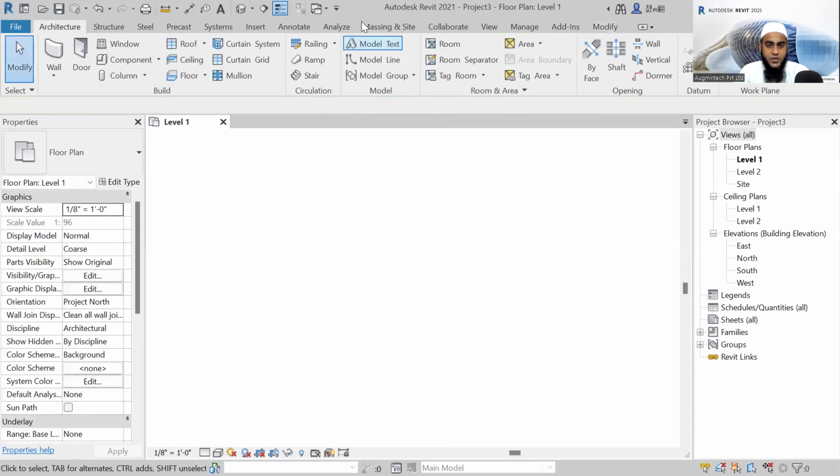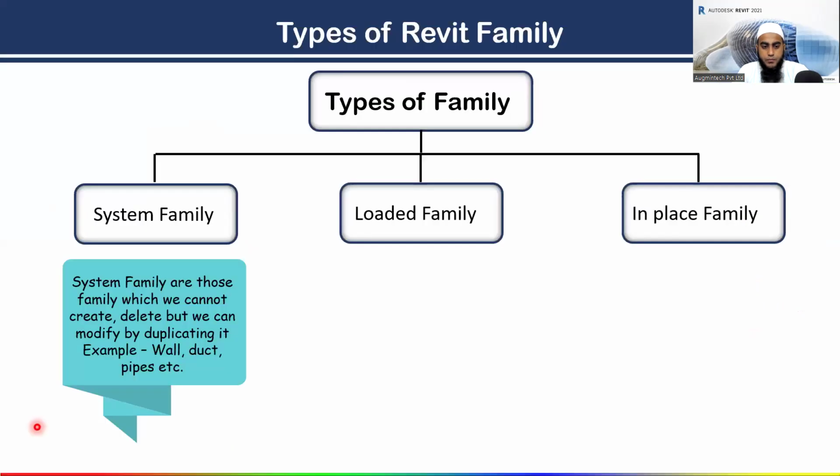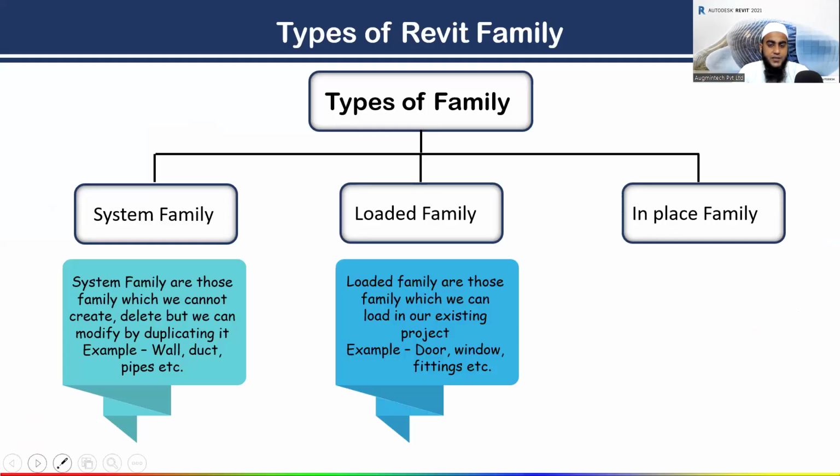Okay. What is actually a system family? Those we cannot create or delete, but we can modify by duplicating, for example, wall. Same way, the next type of family is loaded family. So loaded family means what? Loaded families are those families which we can load into our existing project. For example, door, window, etc.